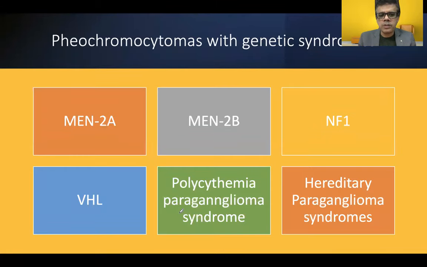So in pheochromocytomas, almost 2/3 are sporadic tumors, and up to 1/3 are associated with various familial genetic syndromes. The important syndromes include MEN2A, MEN2B, NF1, VHL, and hereditary paraganglioma syndromes. So different genetic syndromes with different mutations like RET oncogene, neurofibromin, VHL gene are basically mutated in these syndromes, and pheochromocytoma is an important component of these genetic syndromes.